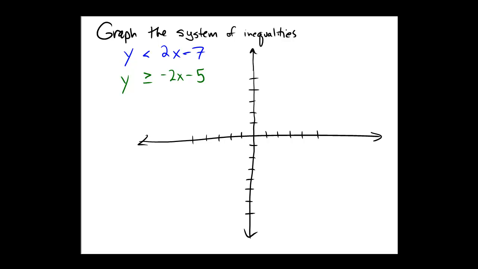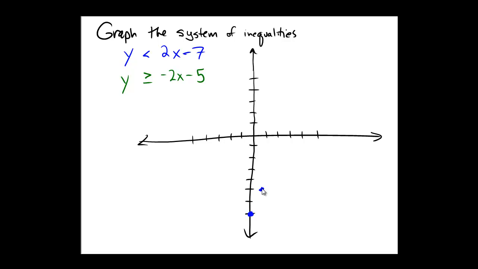First of all, these equations are nicely written in slope-intercept form, which means that we can easily read off the y-intercept. For the blue, y less than 2x minus 7, the y-intercept is at negative 7. So 1, 2, 3, 4, 5, 6, 7. And then the slope is 2, which is a rise of 2 over a run of 1. So I'll go up 2 units and over 1. Those are two points on the line y equals 2x minus 7.